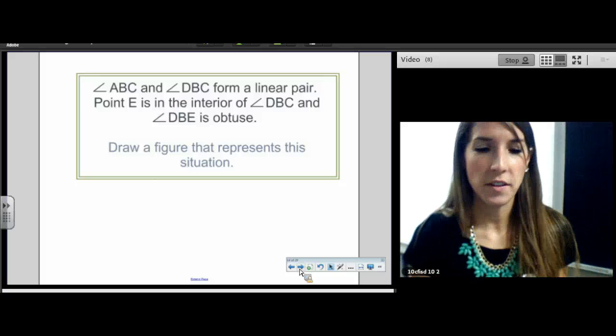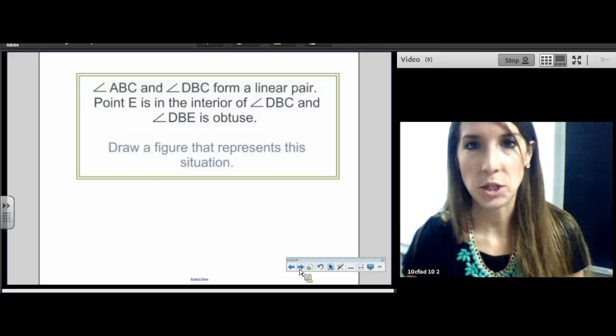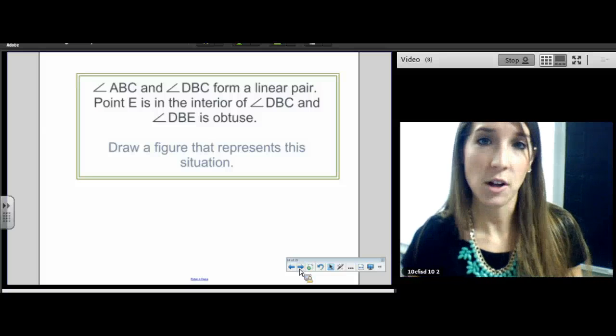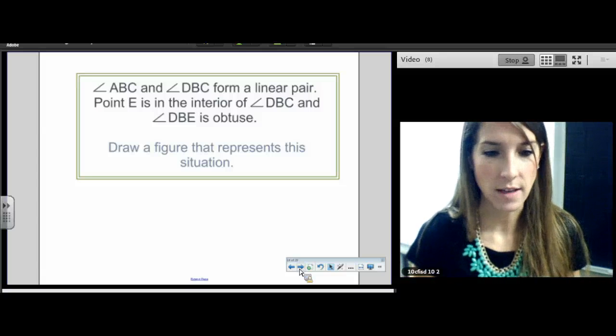Let's see if you can draw this figure. I'm going to give you a lengthy description of a figure that includes angles, and I want to see if you can draw it. So go ahead and take a minute to do that.